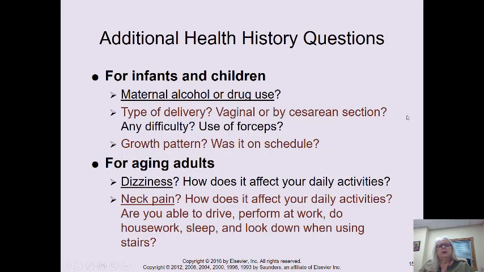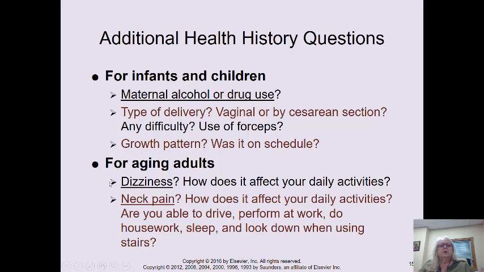Additional questions might be for infants and children. Now, these first 2 questions you might ask if an infant is having some head, neck, or facial problems. However, this third question is important for older children. You wouldn't ask if the baby was born by cesarean, probably, if it's an older child.